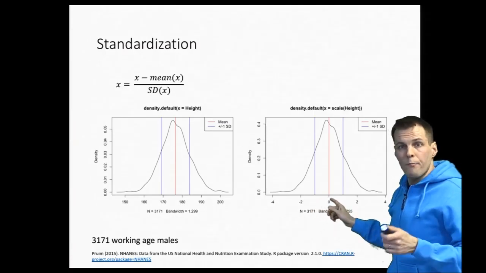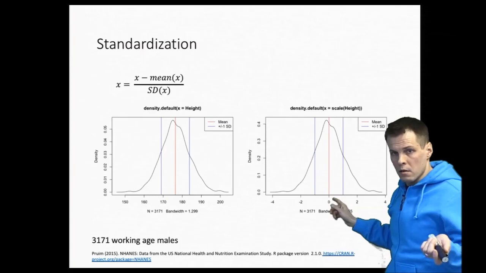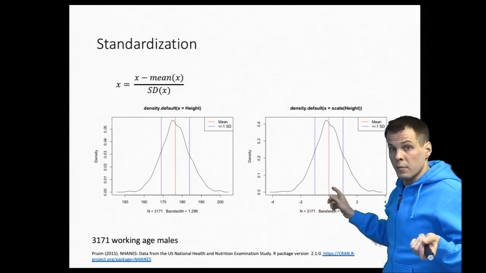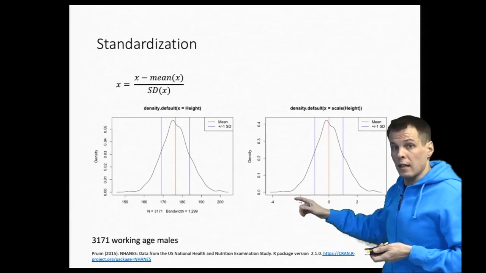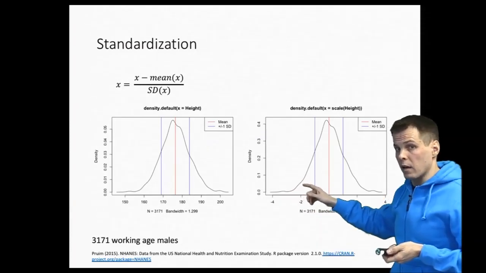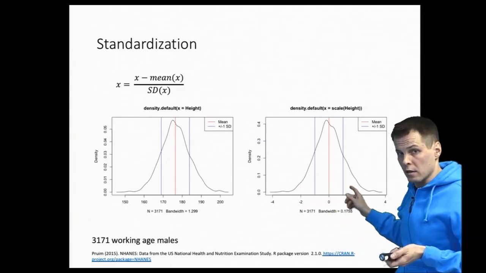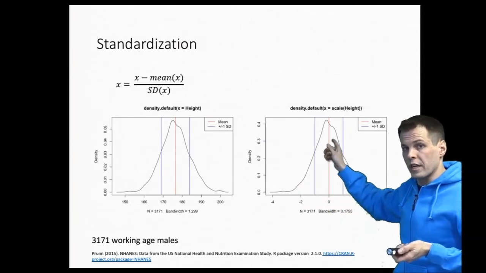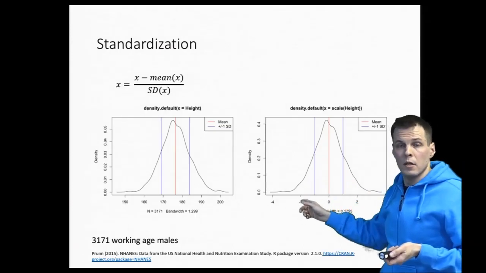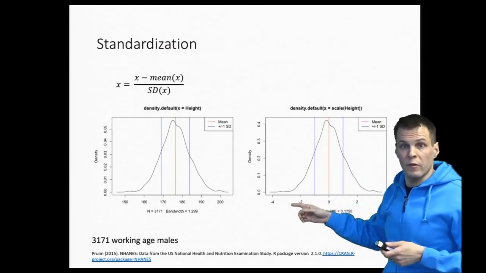So we are basically throwing away the data about the location and dispersion, and we are just retaining the data on where each individual is located related to other individuals, and we also retain the overall shape of the distribution. This can sometimes make things easier to interpret.